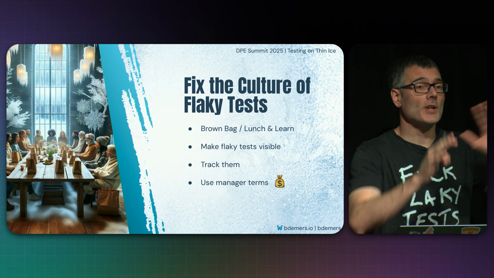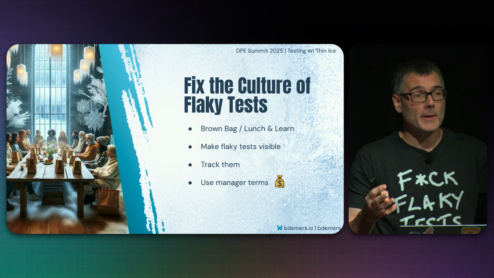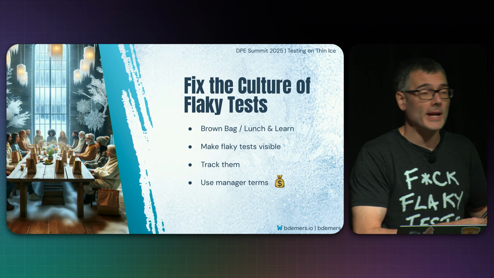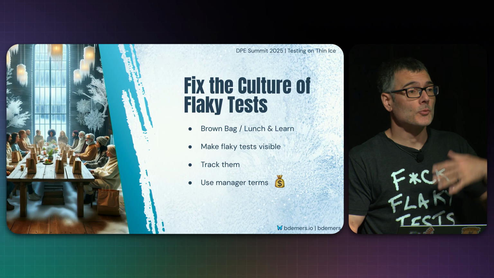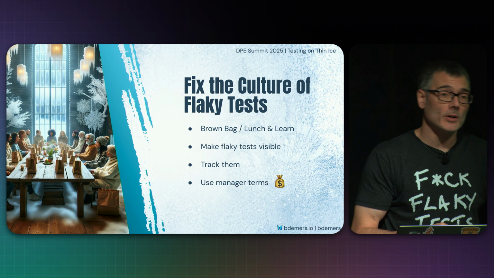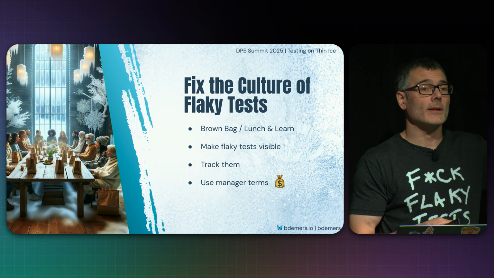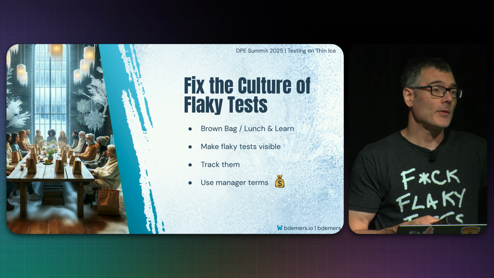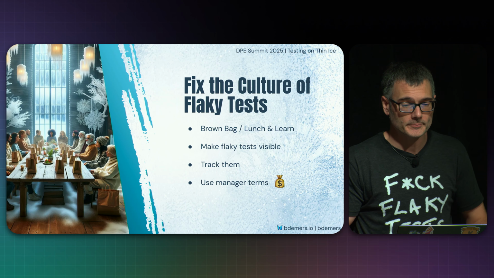So I would suggest, all of you, most of you are in the productivity space, right? So hold brown bag lunches, educate your team, make your flaky tests visible. It's really hard to ignore if you have a dashboard. I know the teams I work with, every week they go through the flaky test dashboard. If there's something they can fix during the sprint, they will. So once it's visible, you can do that.